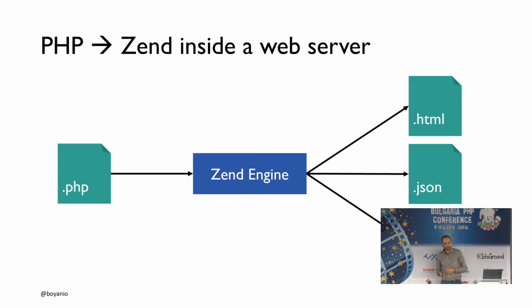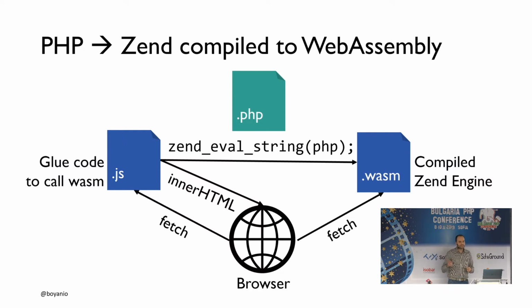And how does it happen? Today we have this very simplified version of what we do most of the time. We have the script, then we have the Zend engine, and then we have some output, most of the time some HTML or JSON or whatever output we have decided to create. So what we could do instead, let's say, is compile the Zend engine to WebAssembly. Then the browser will fetch the WebAssembly module. We need this JavaScript glue code to instantiate WebAssembly, right? And then we have one really nice function called phpEvalString, which takes a PHP script as a string as input, and then it returns the output.